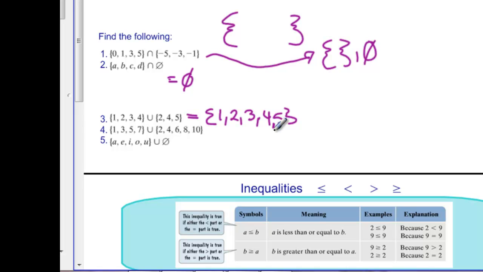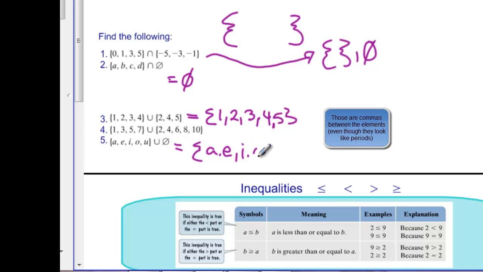All right, what about set 5? We have the set A, E, I, O, U, union, the empty set. What are we going to get? Yeah, just the A, E, I, O, U, right? Is that okay? All right, good.